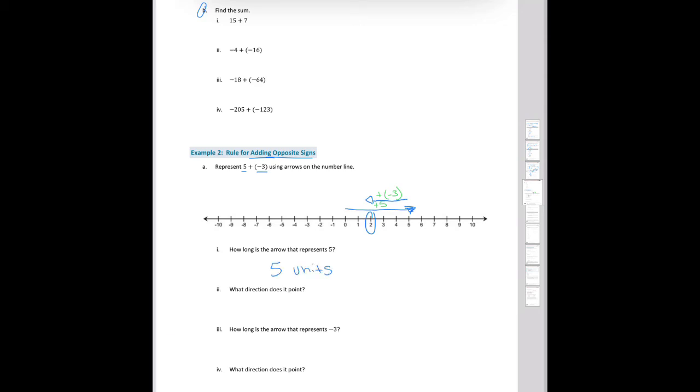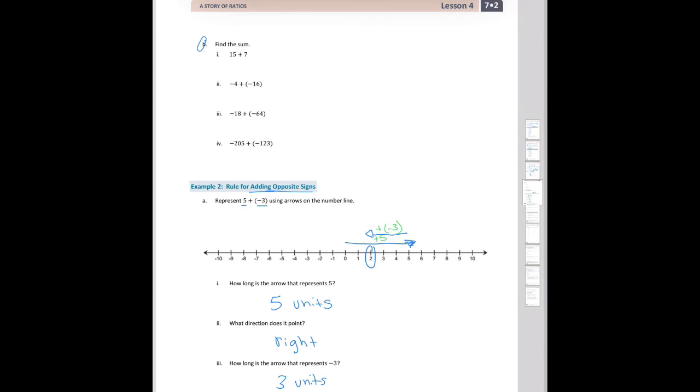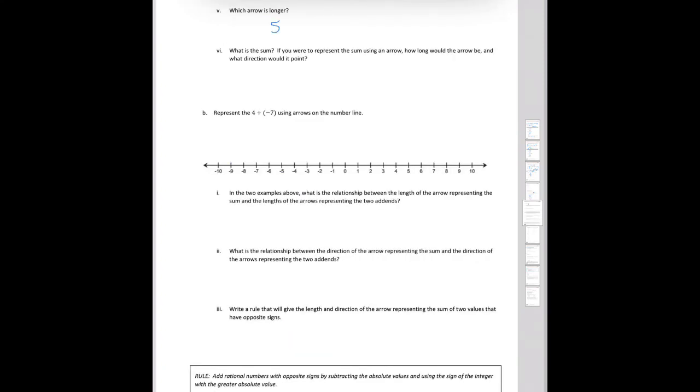The 5 was still 5 units, but to the right, and the 3 was 3 units, but this time to the left. We need to think which arrow is longer here, and clearly that's the 5. So the sum was 2, and that would be 2 units to the right. I want you guys to do B.